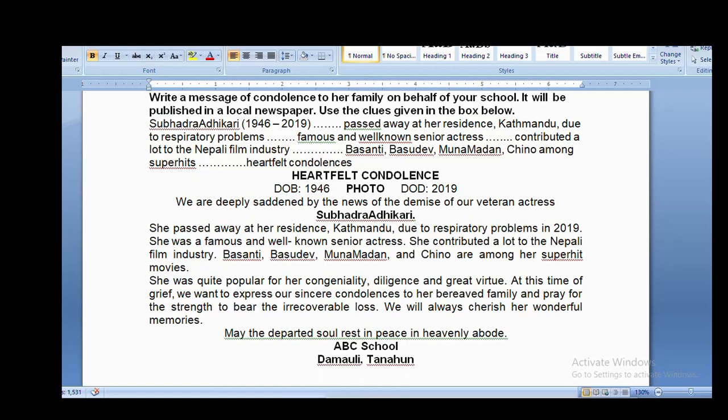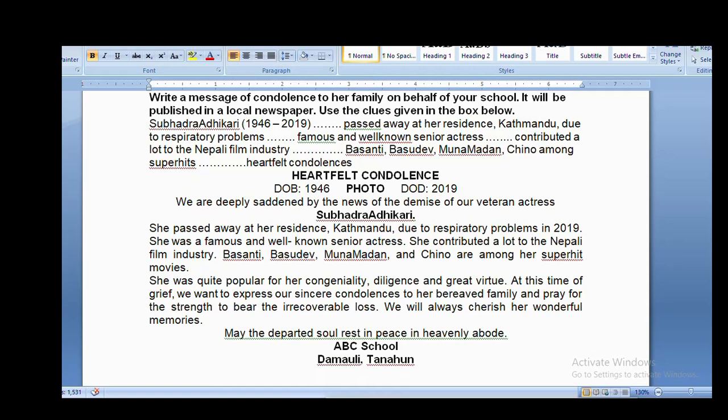She was a famous and well-known senior actress. She has contributed a lot to the Nepali film industry. Basanti, Basudev, Munamadan, and Chino are some of the superhit movies of her. She was quite popular for her congeniality, diligence, and great pursuit. At this time of grief, we want to express our sincere condolences to her bereaved family and pray for the strength to bear the irrecoverable loss. We will always cherish her wonderful memories.